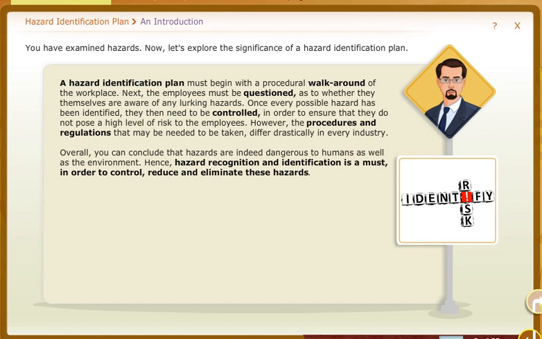Overall, you can conclude that hazards are indeed dangerous to humans as well as the environment. Hence, hazard recognition and identification is a must in order to control, reduce, and eliminate these hazards.